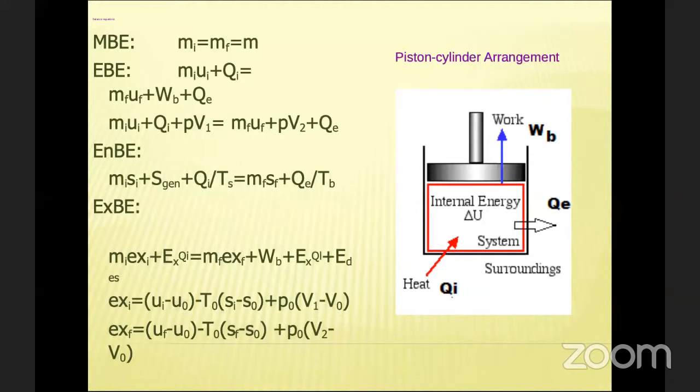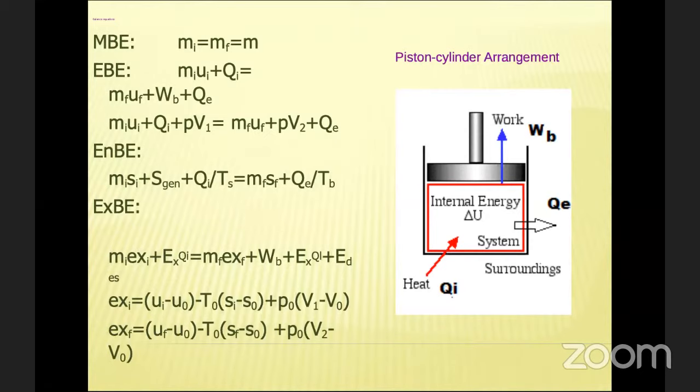If you have to draw the diagram perfectly, then only you can write the balance equations, then you have to solve the problems. So what is the mass balance equation for this? Since the piston cylinder arrangement is completely closed, Mi equal to Mf.